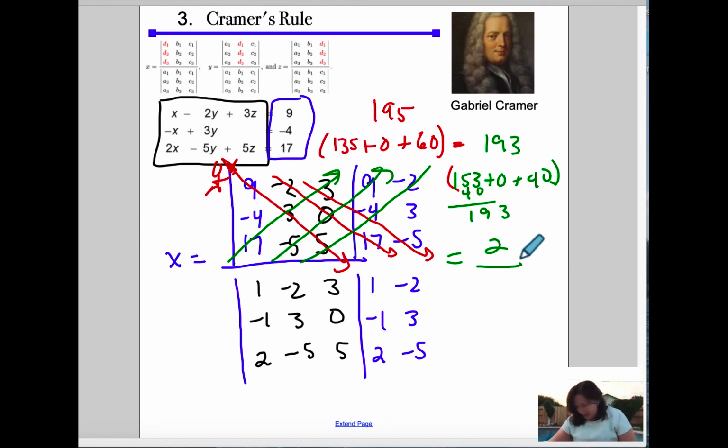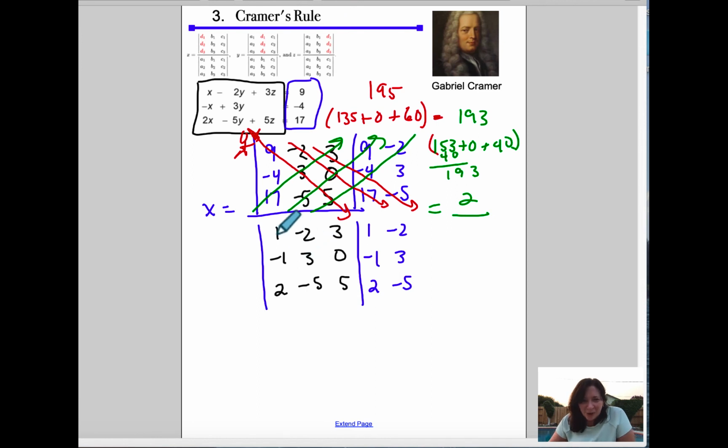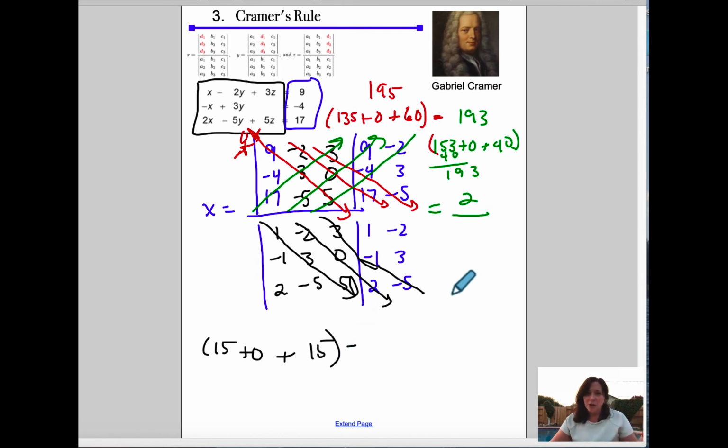Okay, so now what we're going to do is the bottom. And in doing the denominator, again, you start in the top left corner. So you're going to go 1 times 3 times 5. So that's parenthesis 15 plus negative 2 times 0 times 2, which is 0, plus 3 times negative 1 times negative 5. So that's 5 times 3, which is what, 15? Subtract, go the other way. So now we're going to go up.